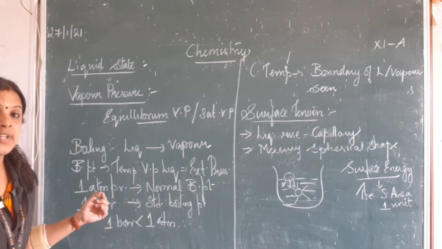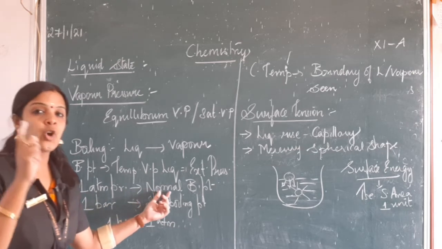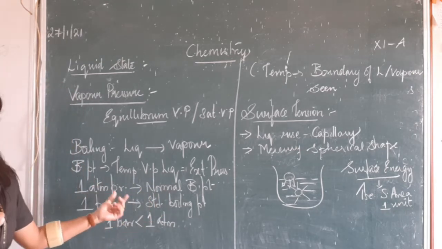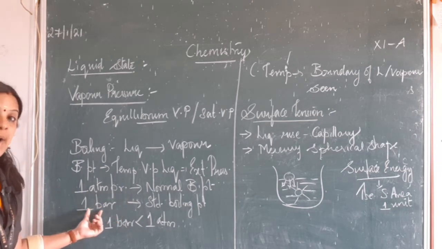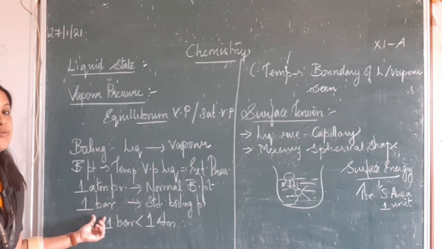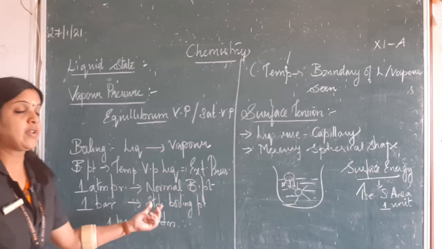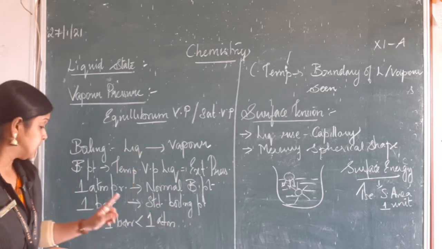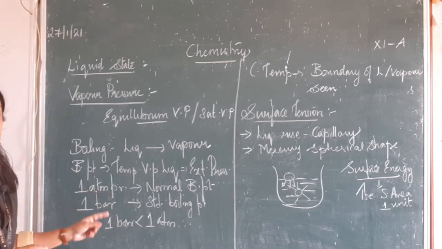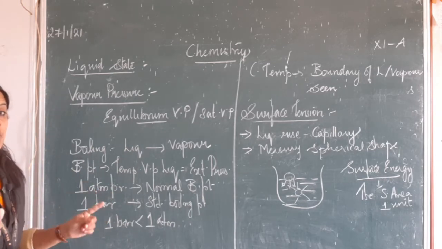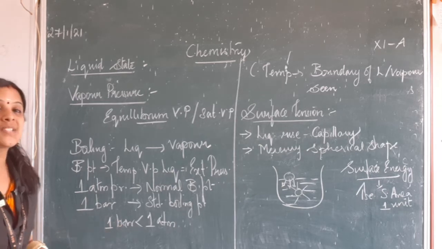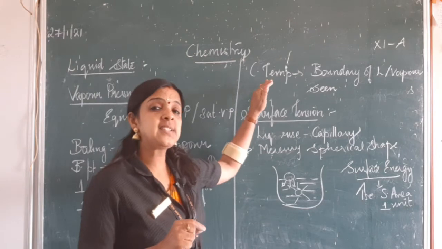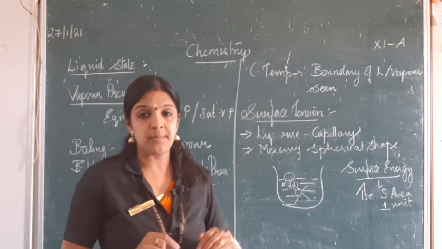The boiling temperature at 1 atmospheric pressure is called the normal boiling point. When the pressure is 1 bar, which is also used for denoting pressure, we call it the standard boiling point. So 1 bar and 1 atmospheric pressure are both used for denoting pressure, but 1 bar is slightly less than 1 atmospheric pressure. Now there is a temperature which we call the critical temperature.